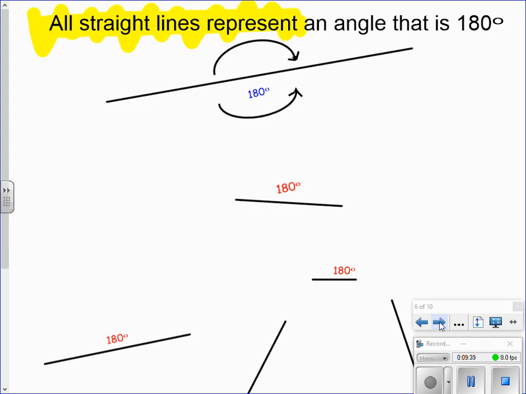All right, let's move on forward. We've already discussed this, but just in case you're wondering, all straight lines are considered 180 degrees of an angle. So that's one direction, that's the other direction. When you pivot from one direction to the other, you're facing exactly 180 degrees in the opposite direction. If there was a pivot here, that angle is 180 degrees.